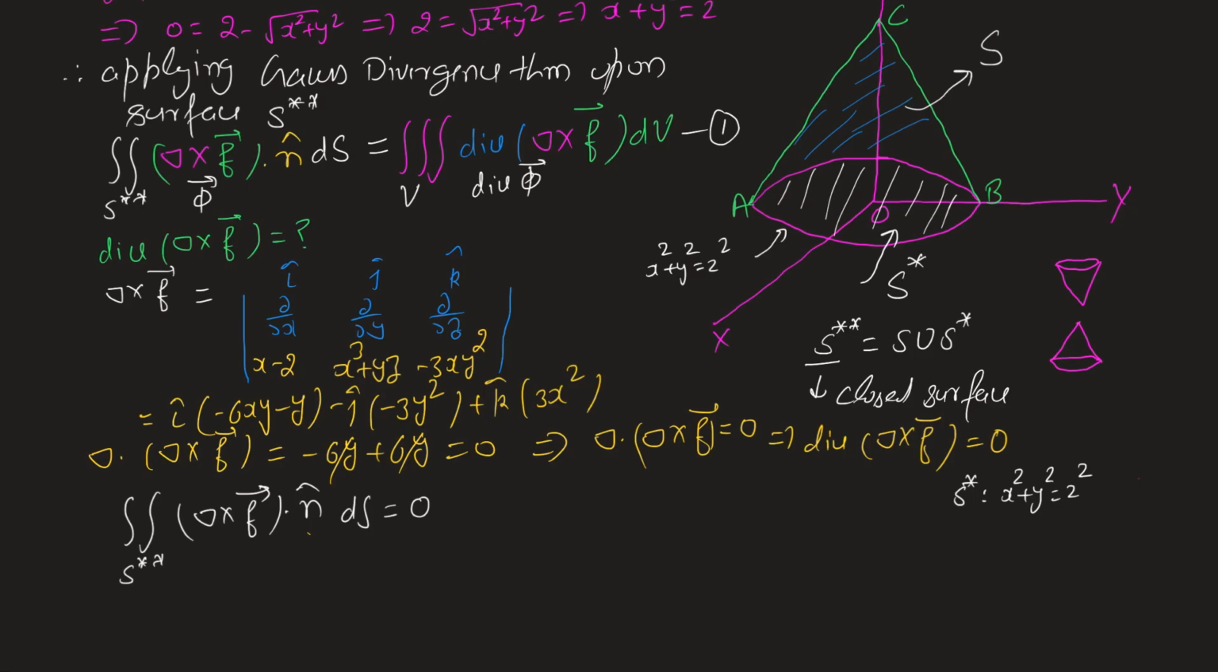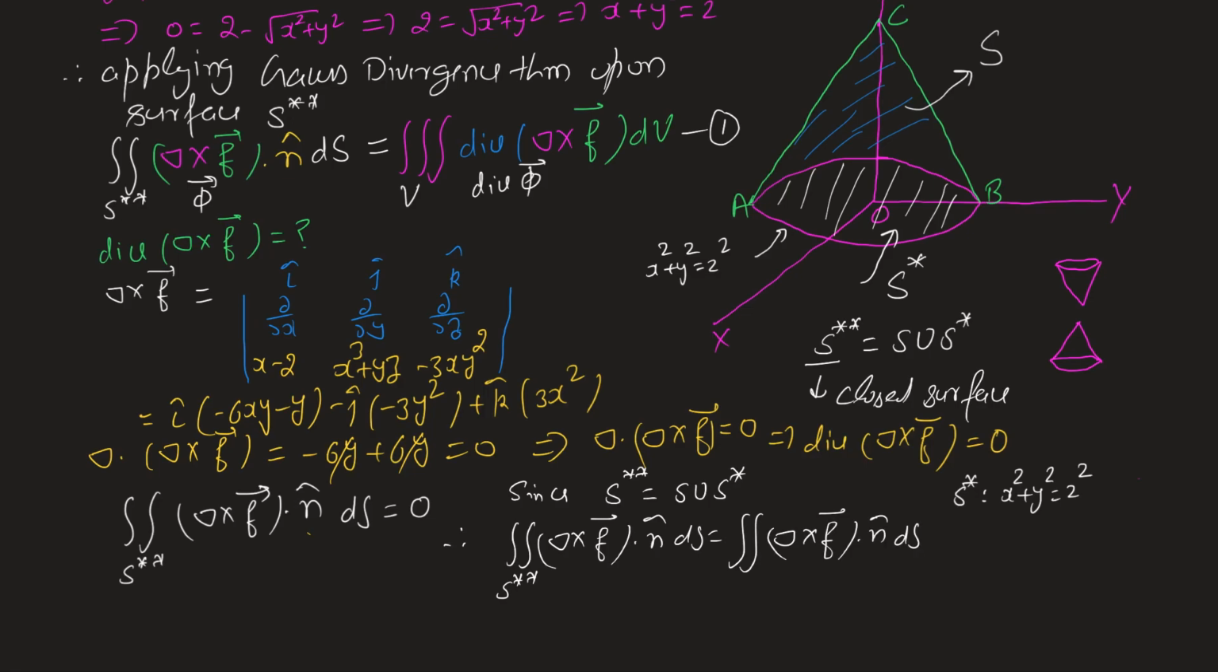Now we know that as this S double star is composed of two surfaces S and S star, therefore this surface integral can be written as the sum of the surface integral over this one and the surface integral over this one. So since S double star is equal to S union S star, we can write the integral over S double star of del cross F dot n cap ds is equal to the sum of two integrals, del cross F dot n cap ds over surface S plus del cross F dot n cap ds over S star, and this whole we have proved as 0 from equation number 2.